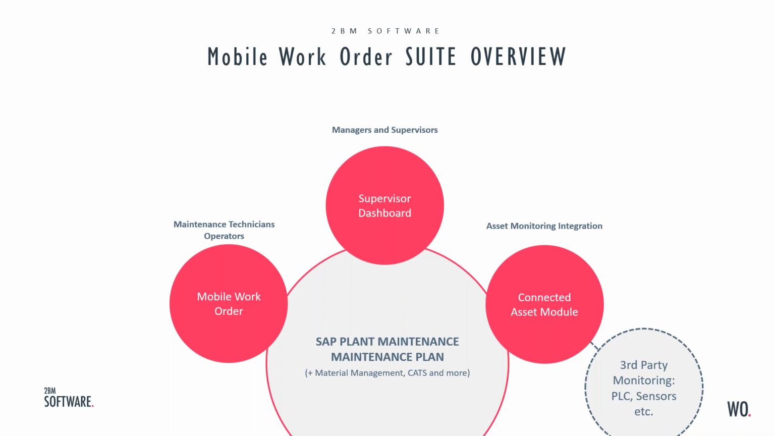The first slide here shows an overview of what we call the mobile work order suite. The suite consists of, of course, mobile work order, our mobile app for maintenance technicians. It also consists of the supervisor dashboard, which is our dashboard for managers and supervisors. This dashboard gives access to managing daily work as well as seeing KPIs for the maintenance. And then finally, there's the connected asset module, which is a key part of today's demo. That is our component that bridges from third-party monitoring systems, being either a SCADA system or a dedicated analytics system, into SAP.